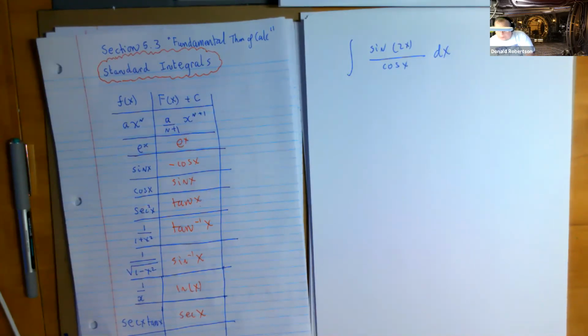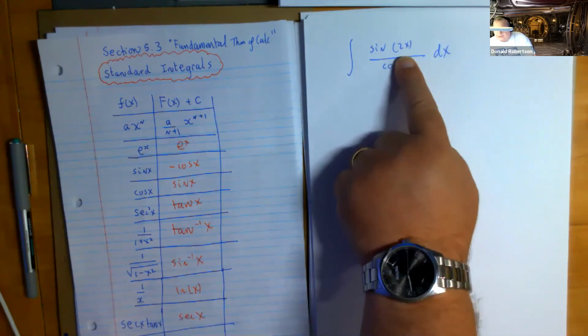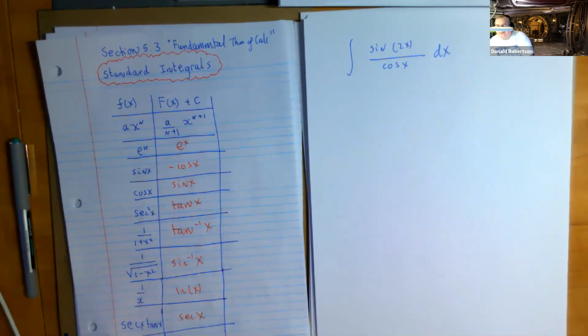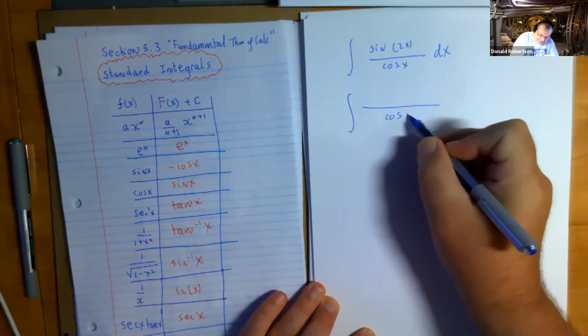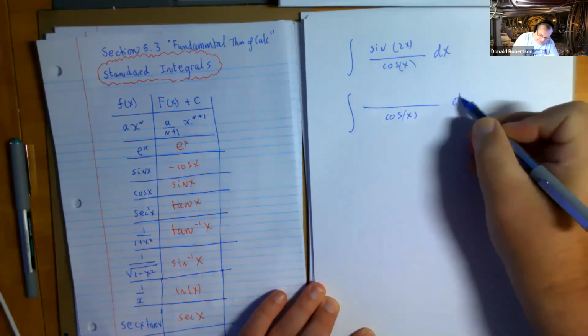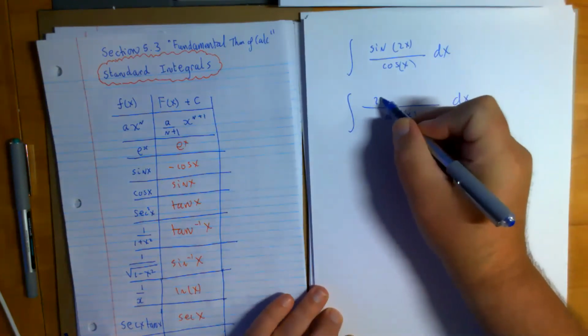Just going to focus for what time we have left on some trig ones. Sine of 2x over cosine x. Can't use this guy. There isn't a sine 2x in this guy. That's the problem. Sine of 2x can be rewritten as something else. It was in my list. 2 sine x cosine x.